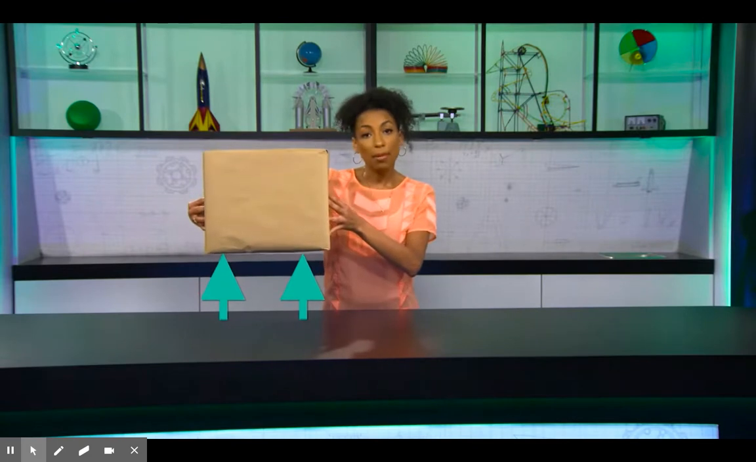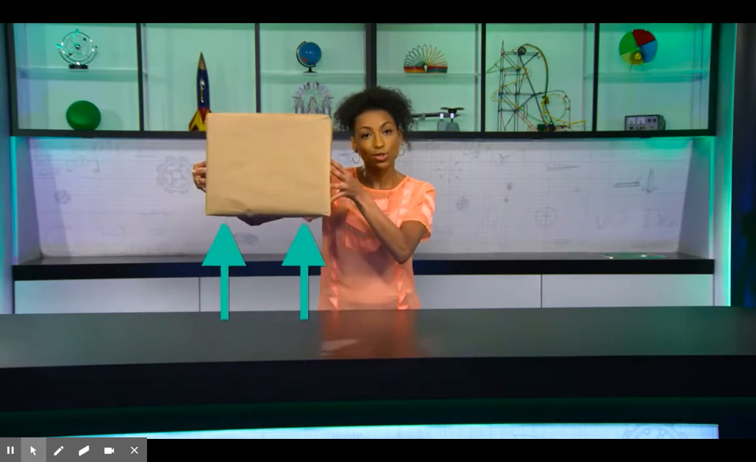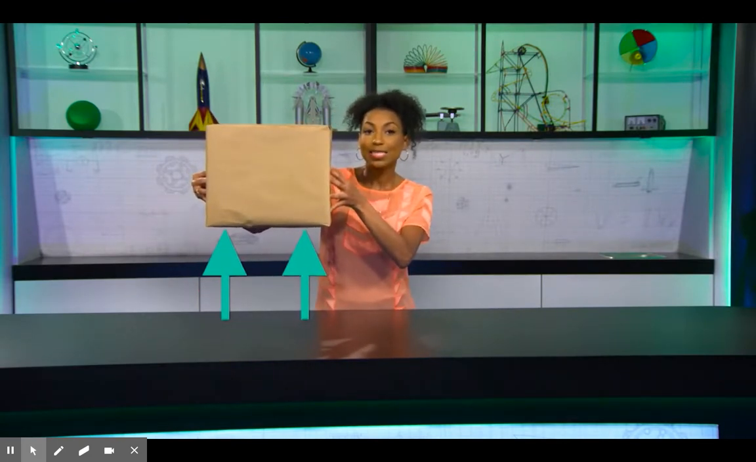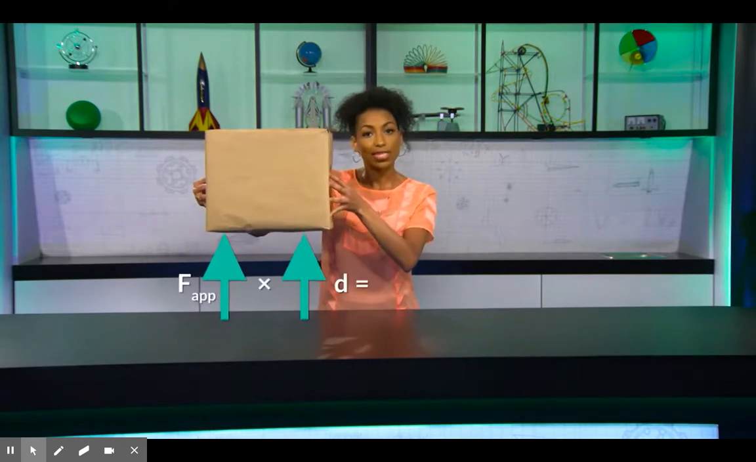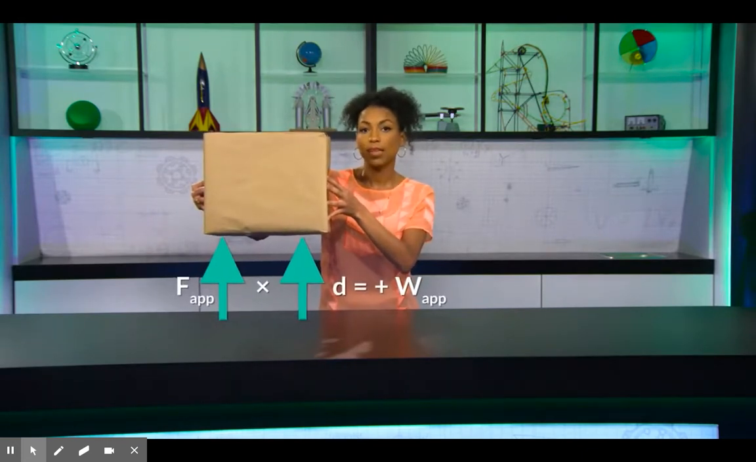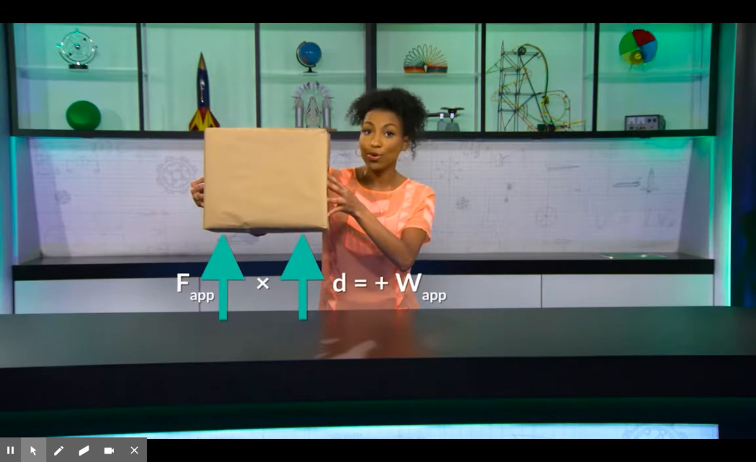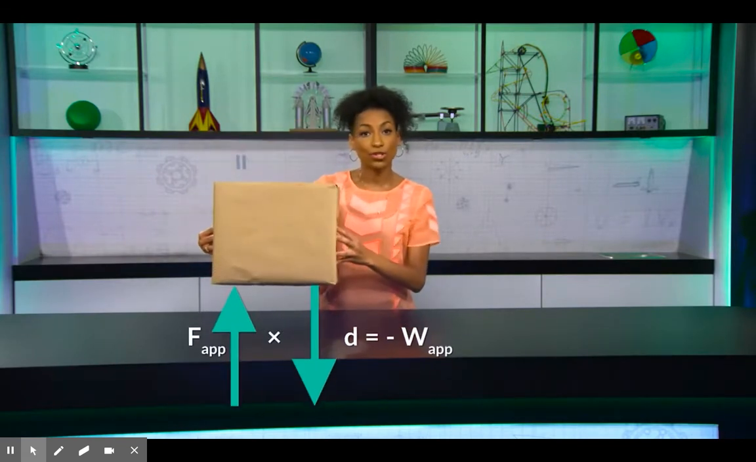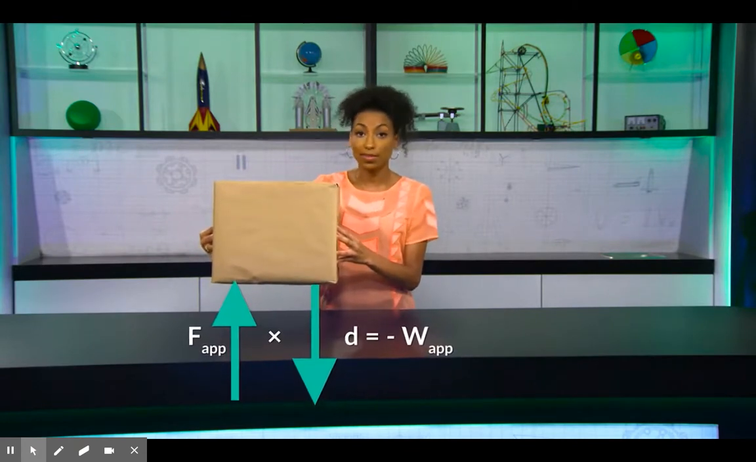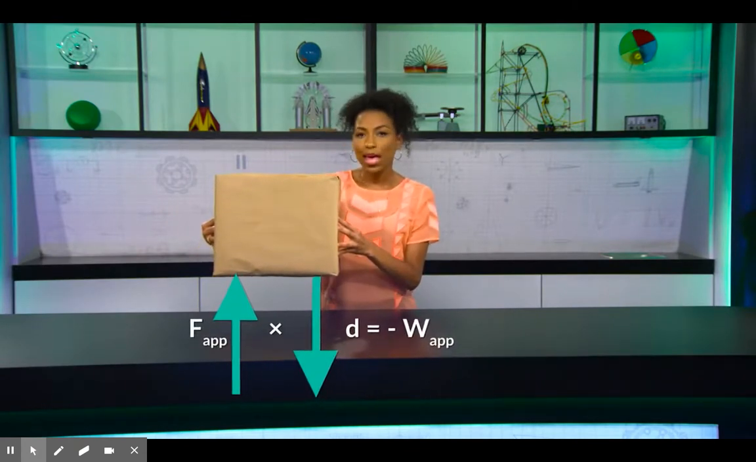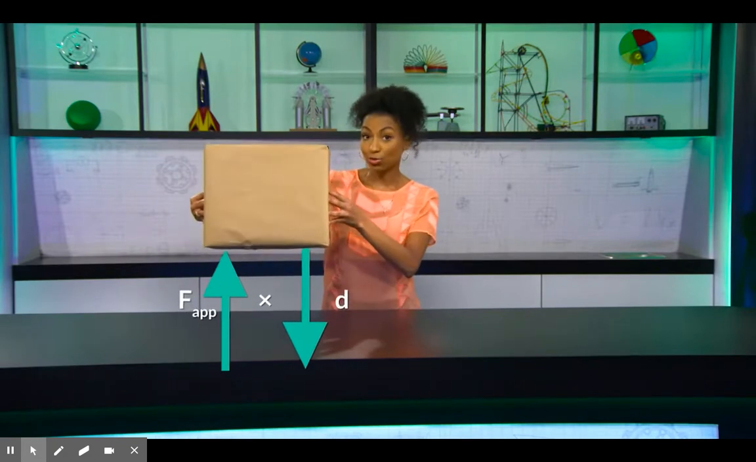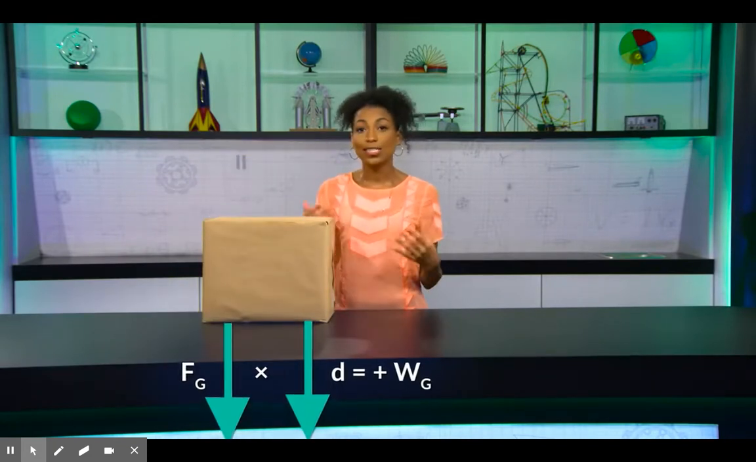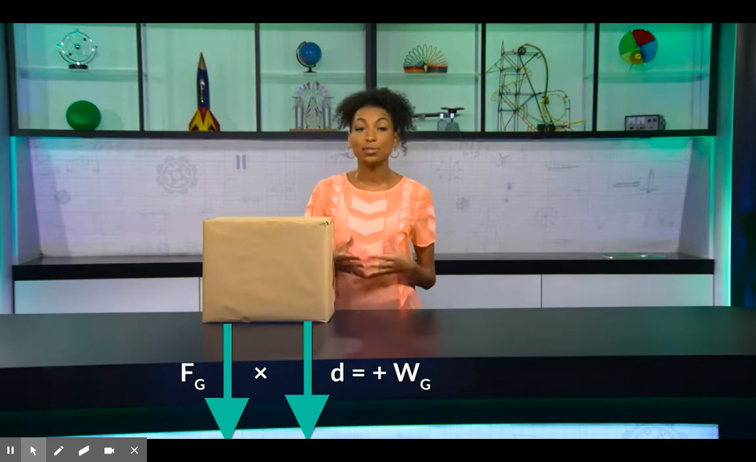So if I apply a force in a certain direction, say I lift this box up, for example, I'm applying force upward, and the box is traveling upward too. This is positive work because force and displacement are in the same direction. If I just hold this box and don't move it, there's zero work going on. Work is negative when the force goes in one direction and the object moves in the opposite direction. So, if you're looking at the force of gravity and I drop this box, the work done by the gravitational force on the box is positive.